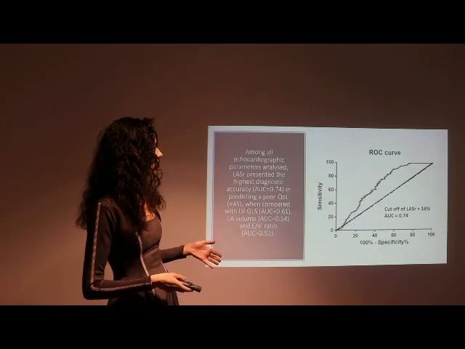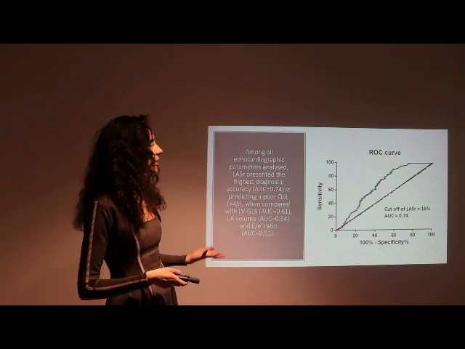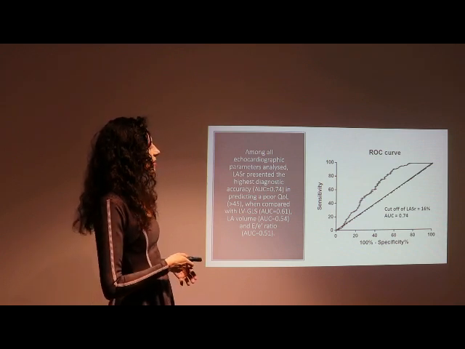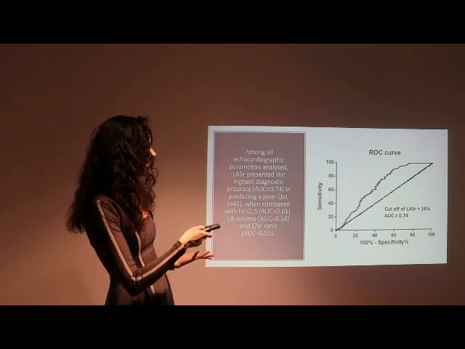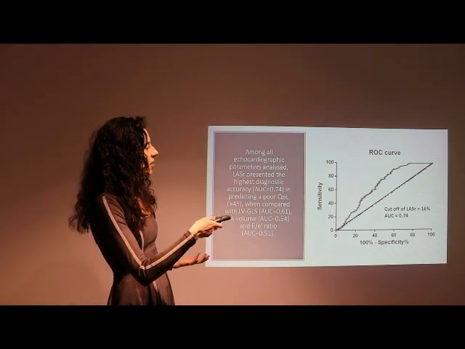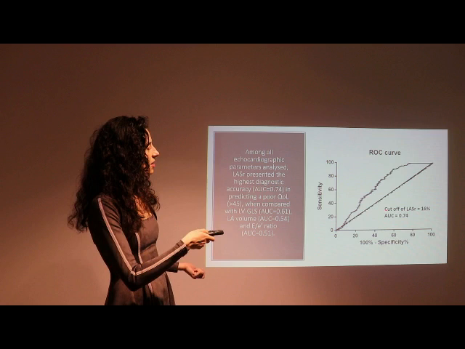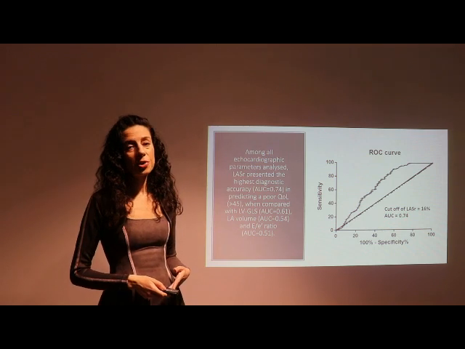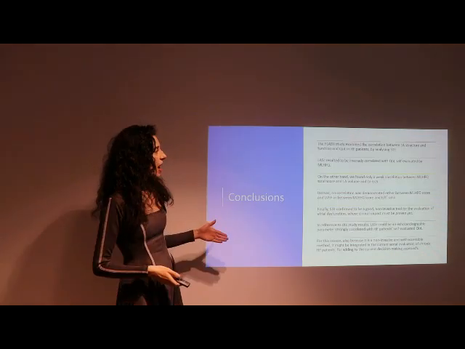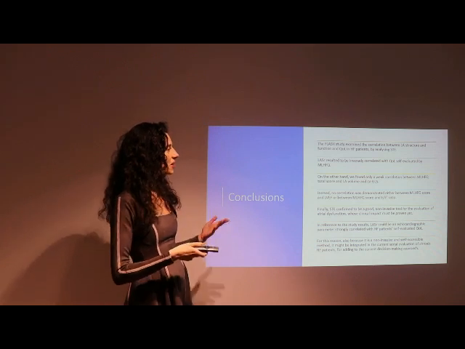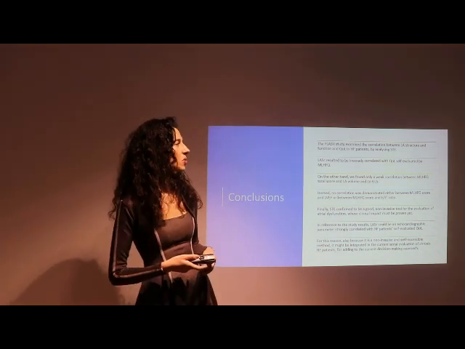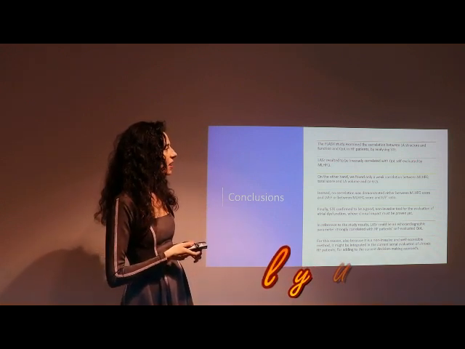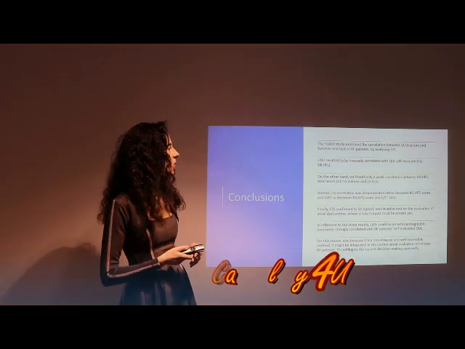So when we performed a ROC analysis, it turned out that among all of the echocardiographic parameters analyzed, left atrial strain presented the highest diagnostic accuracy with an area under the curve of 0.74 in predicting a poor quality of life. So our conclusions were that the FLASH study examined the correlation between left atrial structure and function and quality of life in heart failure patients by speckle tracking echocardiography.